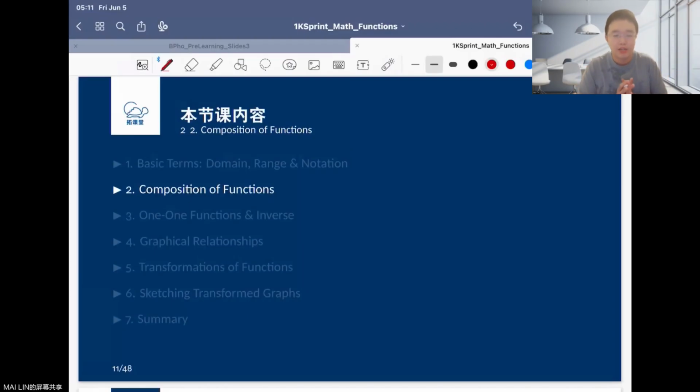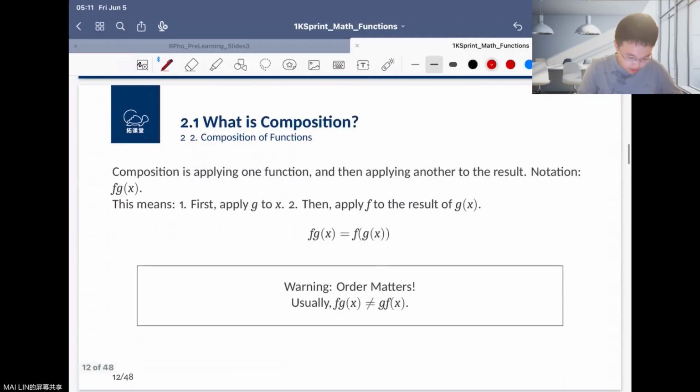Okay, hello guys. Today we are talking about the composition of functions, okay? So let's move to the first part about what a composition is. Composition of functions can be understood as two layers of function.